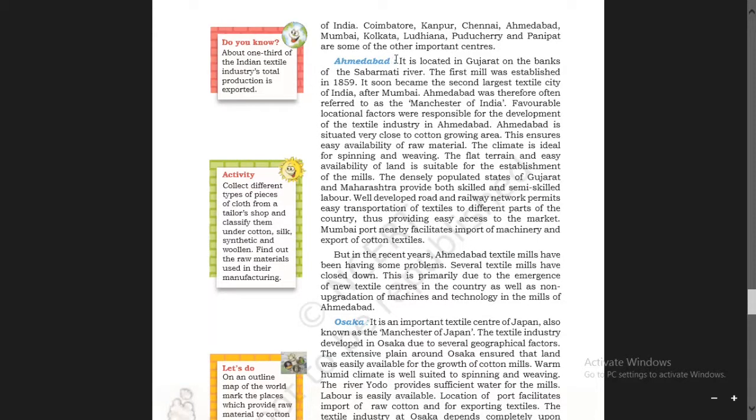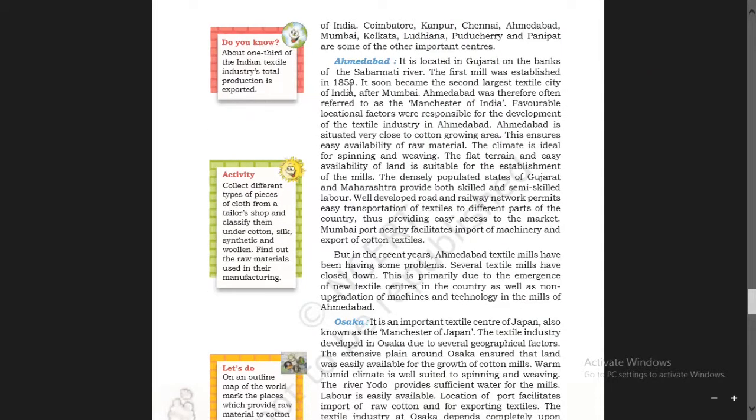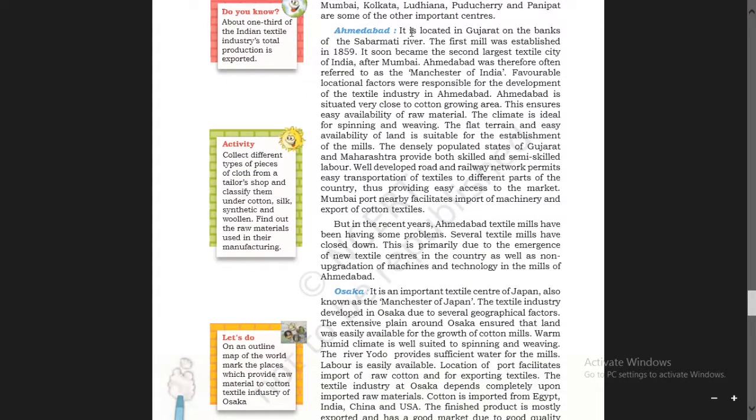Ahmedabad. It is located in Gujarat on the banks of the Sabarmati River. The first mill was established in 1859. Boys, you mark it. When was the first mill? You see, it was established in the year 1859. It soon became the second largest textile city of India after Mumbai. Ahmedabad was therefore often referred to as the Manchester of India.